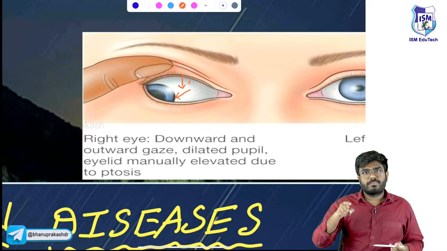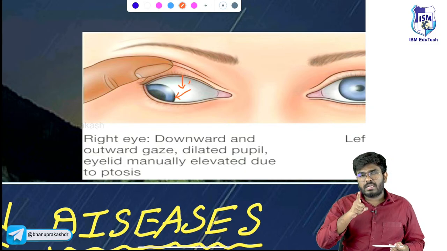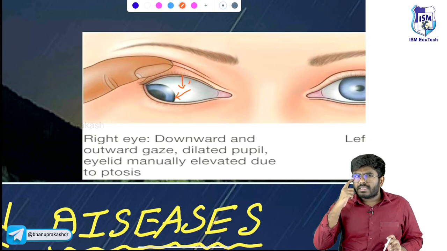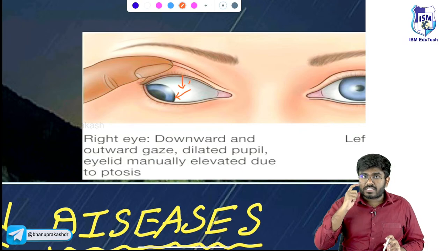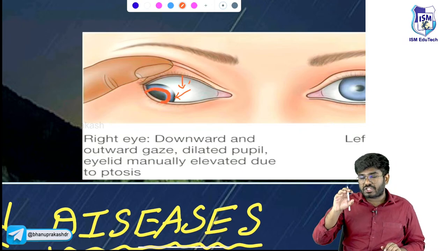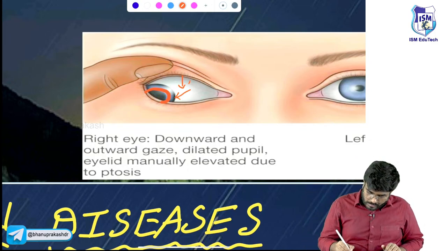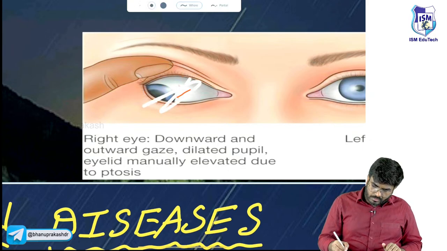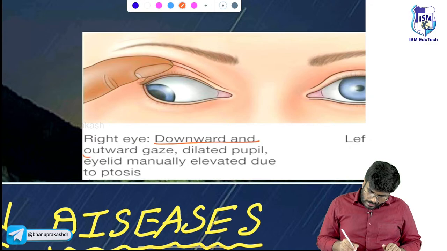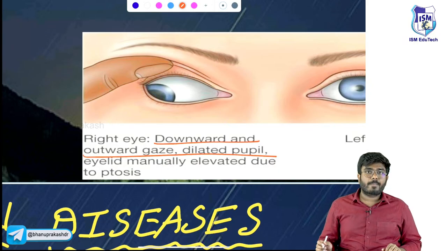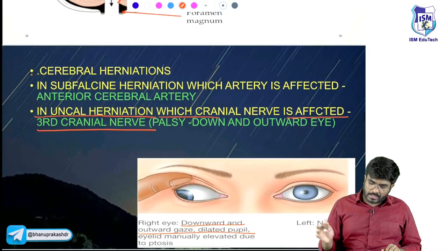The third cranial nerve is a parasympathetic nerve. 3, 7, 9, 10 are parasympathetic nerves. The third cranial nerve gives the parasympathetic innervation to the eye. As the third cranial nerve is damaged, the parasympathetic innervation is gone. What happens? There will be pupillodilation. Pupilloconstriction is a parasympathetic activity. When the parasympathetic activity is gone, sympathetic activity is more dominant, so there will be pupillodilation. So look here, the patient has downward and outward gaze, and you can also see a dilated pupil. These are the important points I want you to know. In uncal herniation, the third cranial nerve is affected.